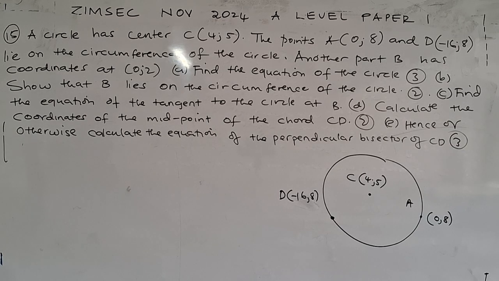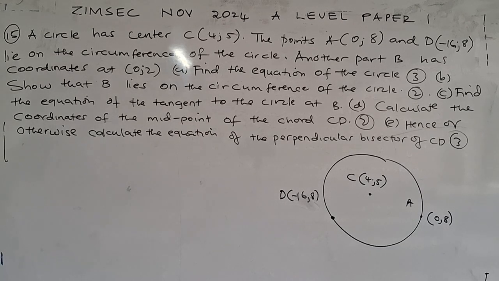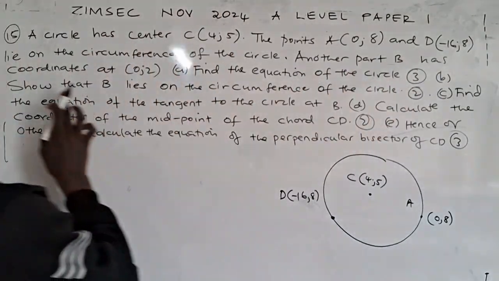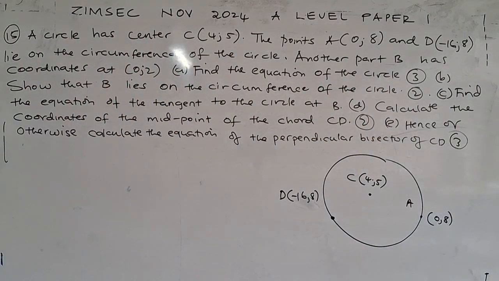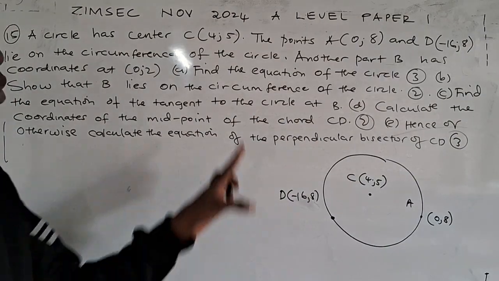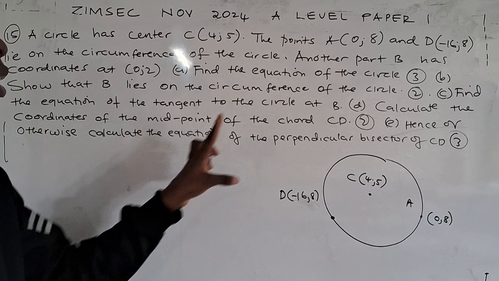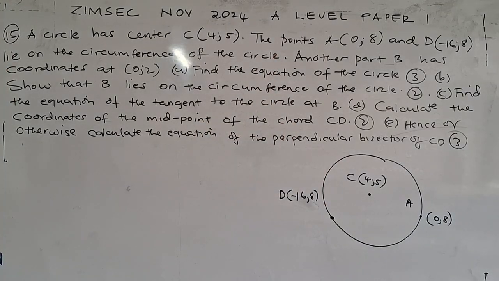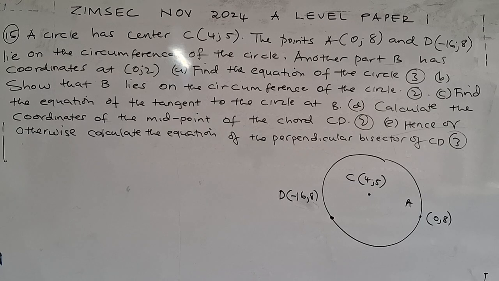Another part: B has coordinates (0, 2). They didn't say this B is on the circumference. Please take note of this statement. They are not saying B is on the circumference. They didn't say that. Find the equation of the circle.